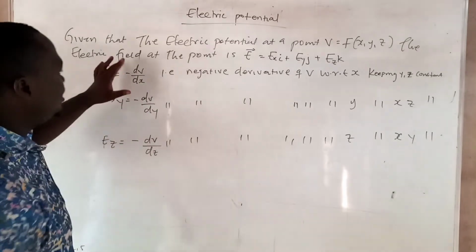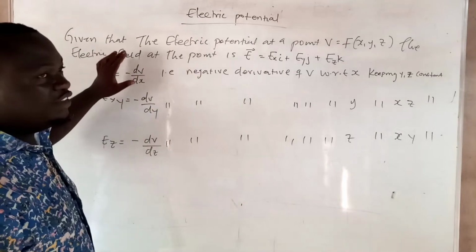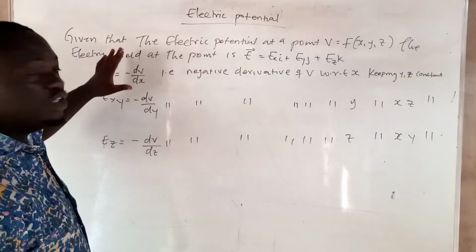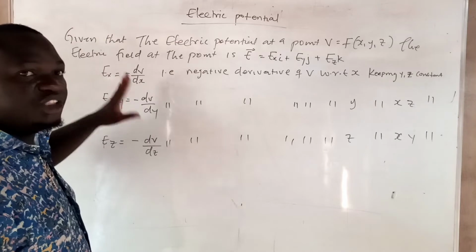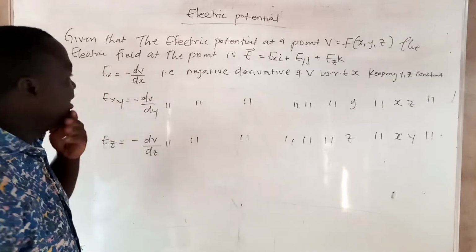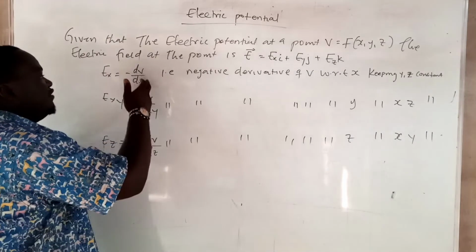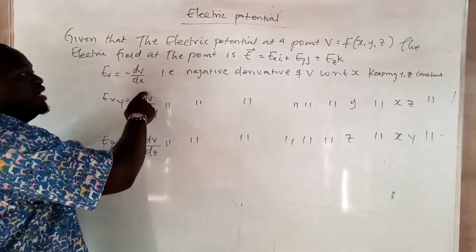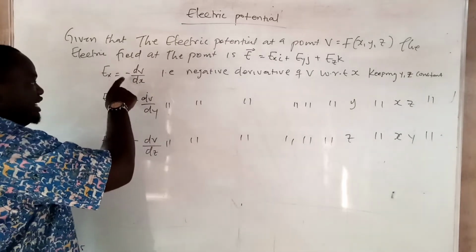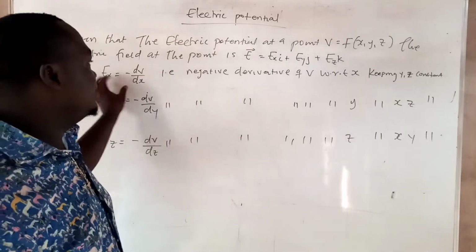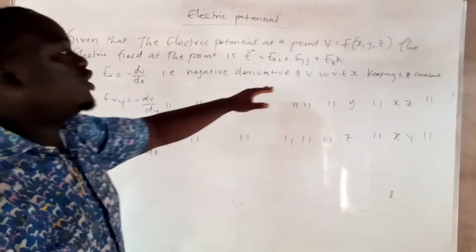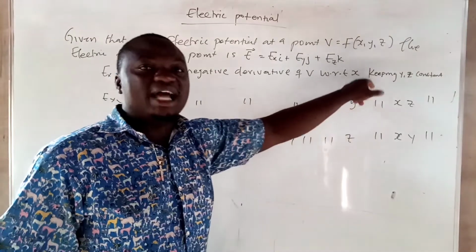Now, if you want to differentiate, I'm not here to teach differentiation. I'm just here to introduce this topic and do the calculation under it. If you have a problem with differentiation, check my channel to know how to differentiate. Now, this is the dV over dx. What it means is negative. Remember, there's a minus here, minus here, minus here. What this means is the negative derivative of V with respect to x.